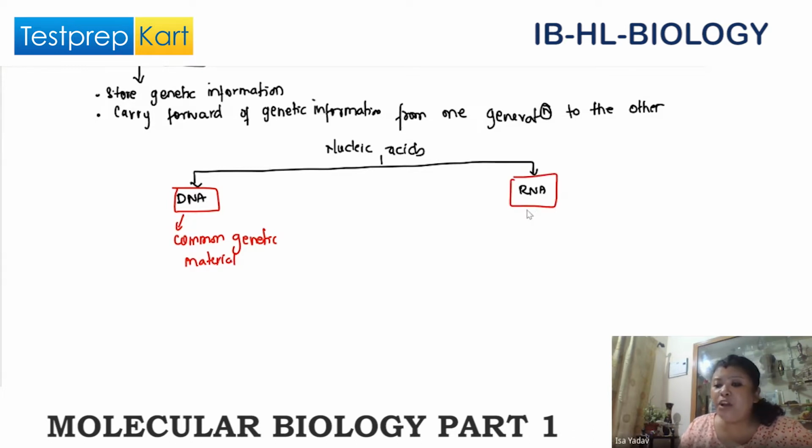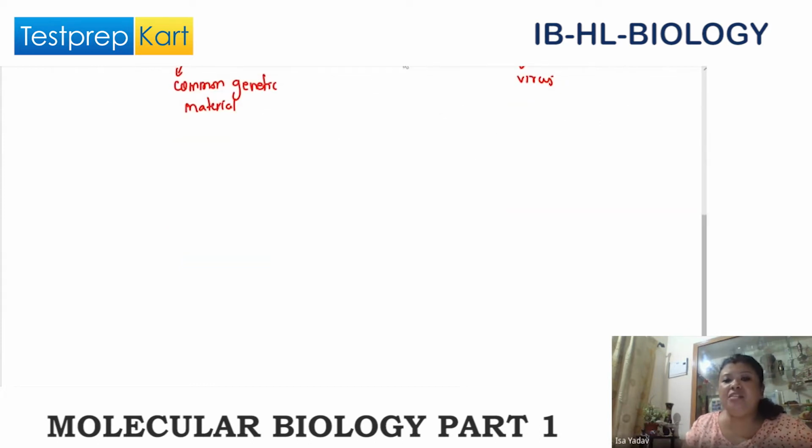RNA would be the common genetic material in viruses, but that does not mean that RNA is not found in us. Yes, it is found in us. But RNA plays a different role altogether. So till here, is it clear? Okay, now let's try to understand these two genetic materials.